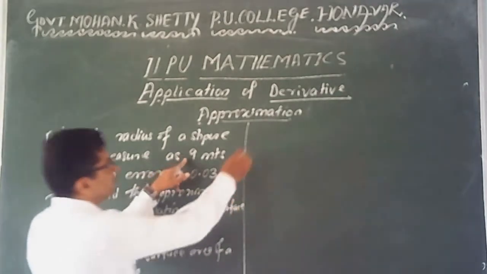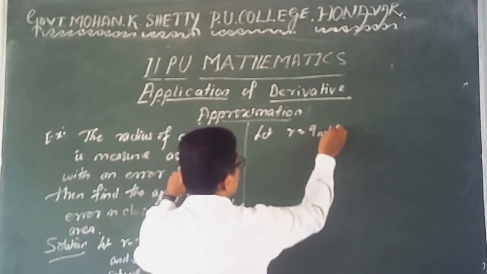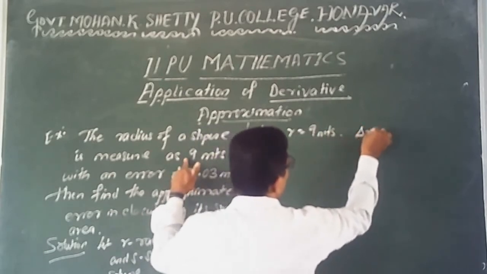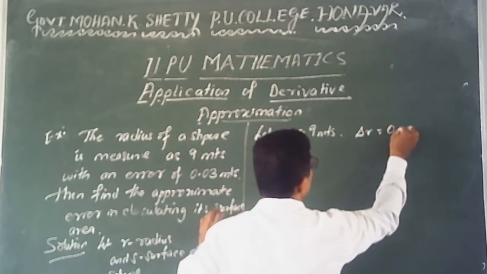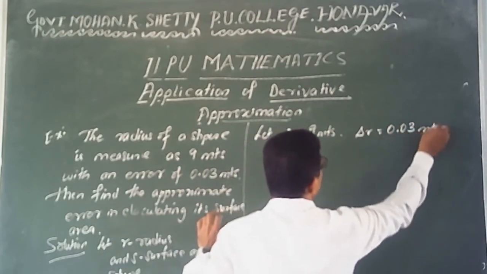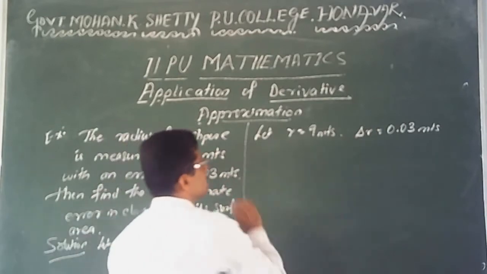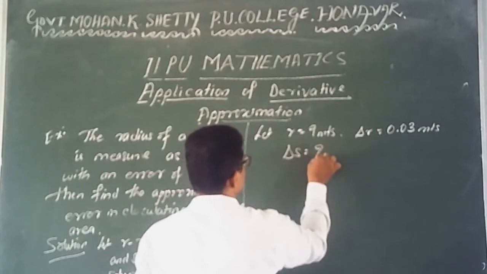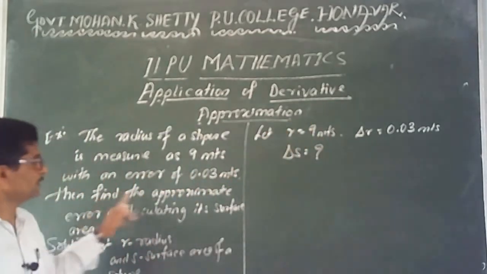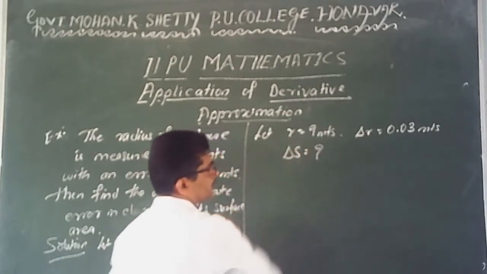Here it is given that R is equal to 9 meters, and the calculating error of R, delta R, the change of R either increasing or decreasing, is 0.03 meters. Here the value given in centimeters is converted into meters, it is already given in meters. Then find delta S. S means surface area. Here we find the delta S value.